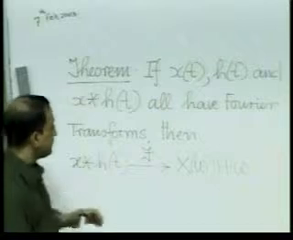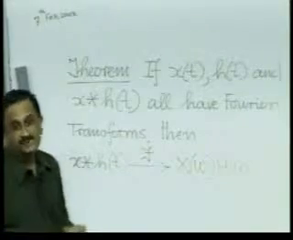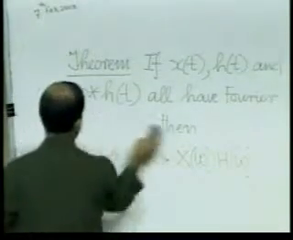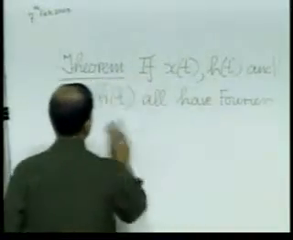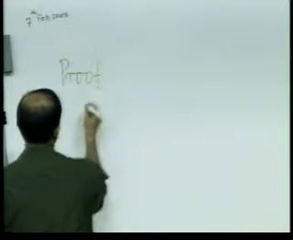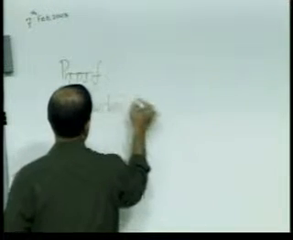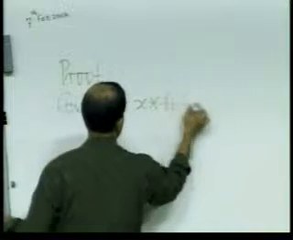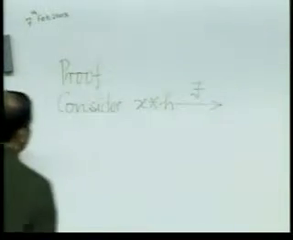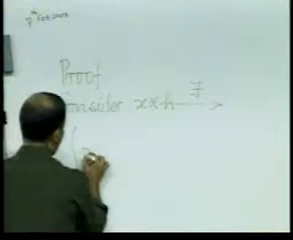Now, let us prove this by essentially expanding the Fourier transform of x convolved with h. So, how do we go about the proof? We start by expanding. Consider the Fourier transform of x convolved with h. What is it really? It is the Fourier transform of the following quantity. X convolved with h is this.